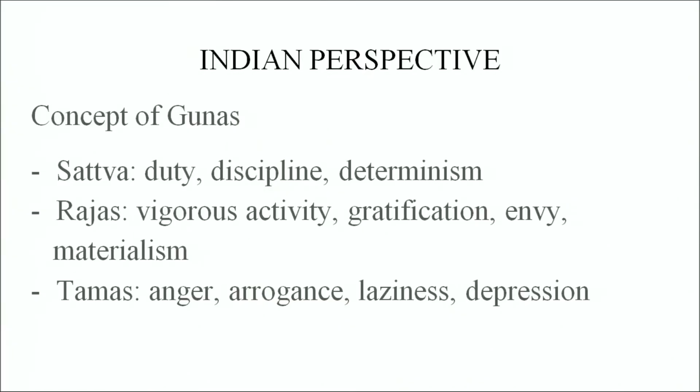Sattva talks about duty, discipline, determinism. Rajas is vigorous activity, gratification, materialism, and tamas is rooted in anger, aggression, arrogance, laziness, and at times mental imbalance and depression. Now that we have looked at all these different perspectives of personality, one important question is, how do we assess or understand the personality of an individual?